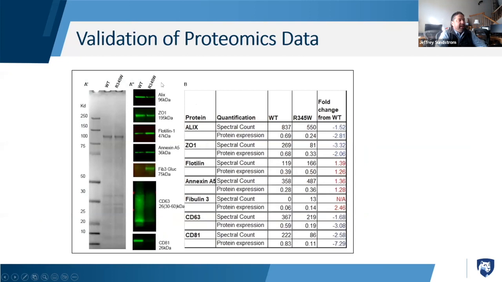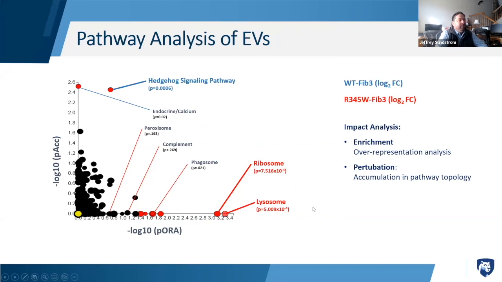We used the mass spec to compare it to the Western blot to validate both systems in terms of Alix, flotillin, fibulin 3, CD63, and CD81. And you can see that the protein abundances that we detect on Western blot are validated by mass spectrometry. I appreciate it's usually done in the reverse order, but that was just the way this study evolved.